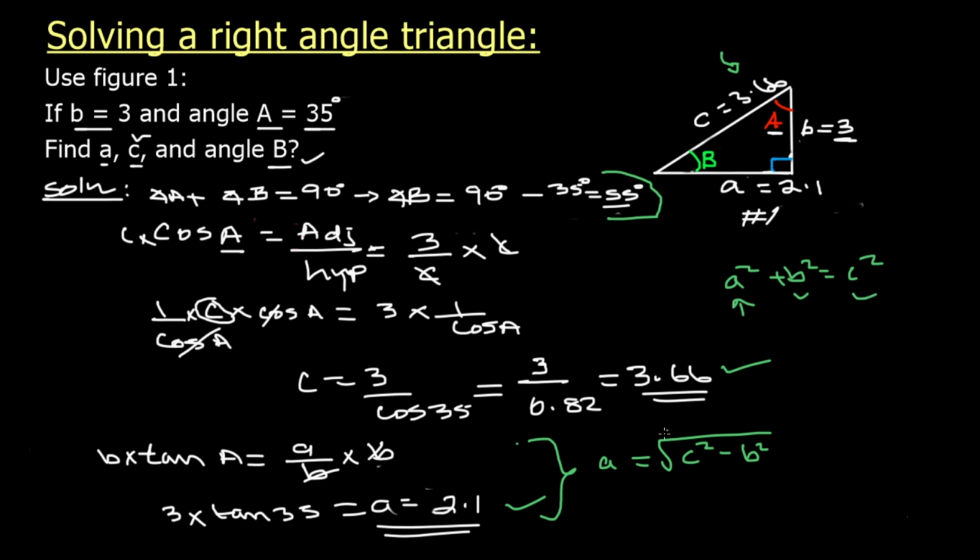We're trying to find this, and we are here. And for simplicity, let's see if this gives us what we are looking for. What is C squared? 3.66 squared minus 3 squared. And let's see if we get 2.1. All right, the square root of 3.66 squared minus 3 squared. I'm getting 2.097, and that's what we rounded to 2.1 right here.